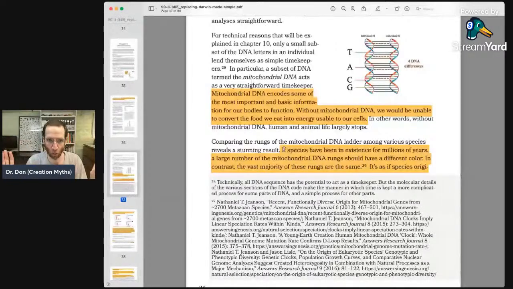Jeanson ignores all that. I just want to point out here that saying that mitochondrial DNA is really important and encodes some really critical stuff is equivalent to saying that natural selection operates on it, which is equivalent to saying that the one generation rate can't be extrapolated back. So this line right here refutes Jeanson's work on the mitochondrial most recent common ancestor. Okay, if species have been existing for millions of years, large number of mitochondrial DNA, you should have more mutations. No, you shouldn't.